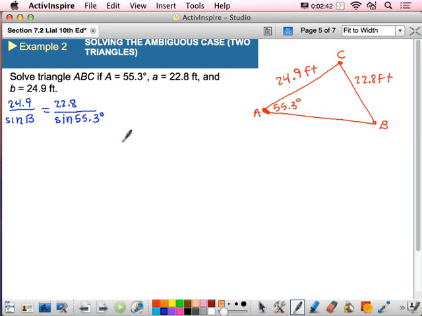Now we cross multiply, and we're going to solve for the sine of B. Not B, we're going to solve for sine of B. So we know that the sine of capital B is going to equal 24.9 times sine of 55.3 divided by 22.8. Do you guys understand that? Hang on, I'll show you that. We'll go one more step. We know that 22.8 times the sine of B must equal 24.9 times the sine of 55.3. Now we're going to solve that for sine of B, and then we're going to stop there and have a chat.